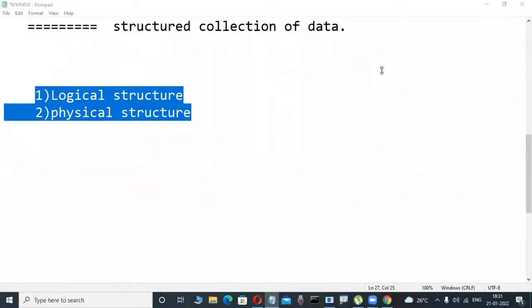Anybody? Okay, some fellows are telling logical structure means logical structure, physical structure means physical structure only. Don't try to tell like that. Yes, what is logical? What is physical? Very easy.